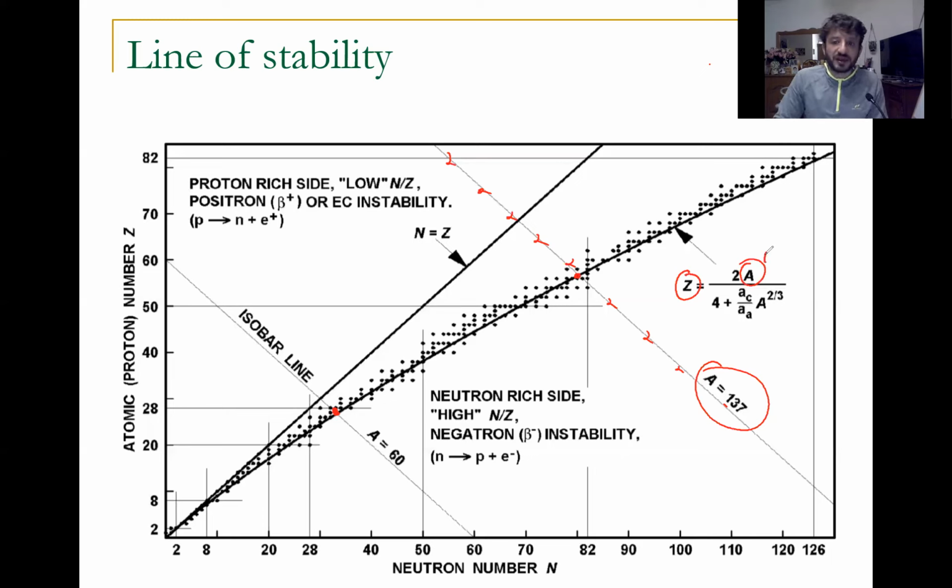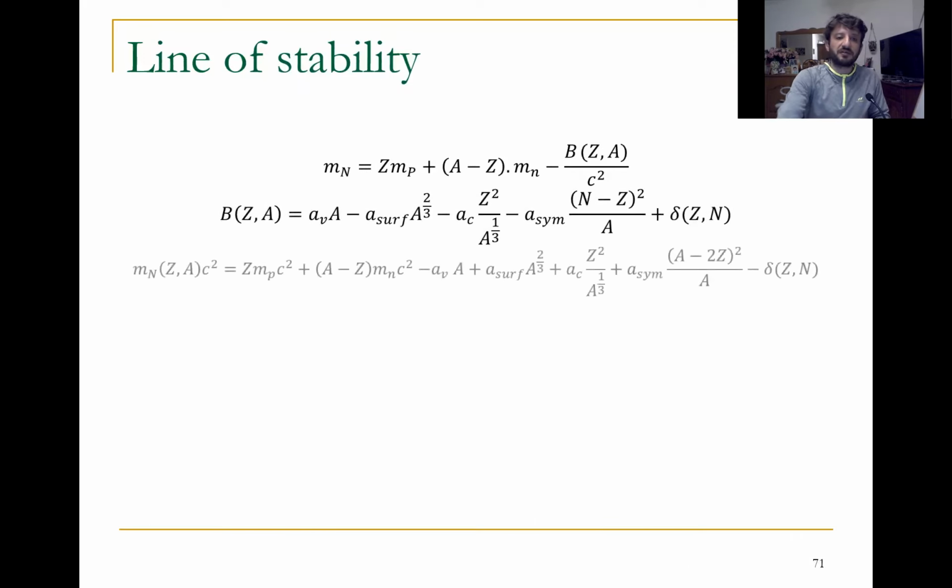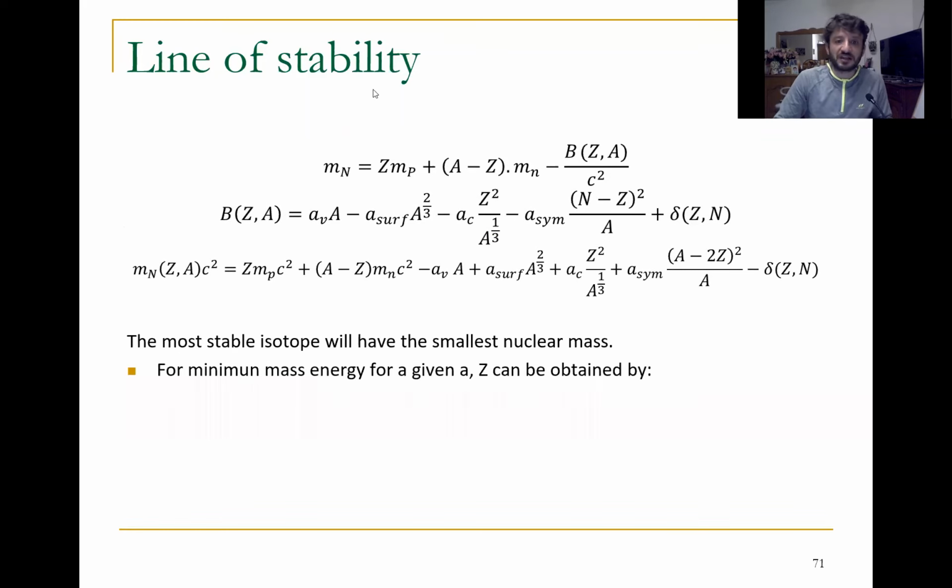For each value of A, we have one value of Z. For each value of the mass number, we have the atomic number of the most stable nucleus. How can we find this relation? First of all, we have the nuclear mass. Mn equals the mass of the individual nucleons minus the binding energy divided by c squared.